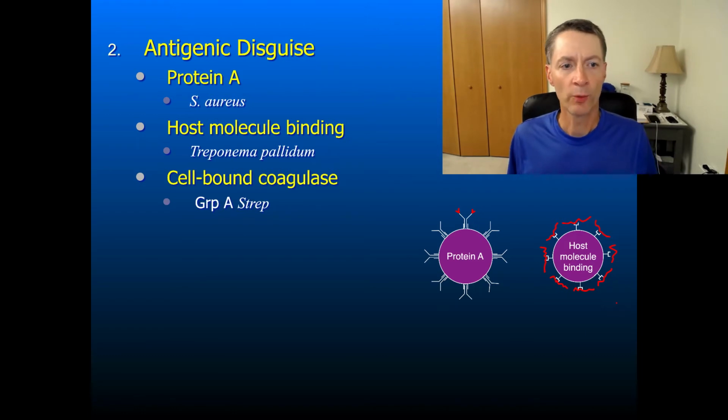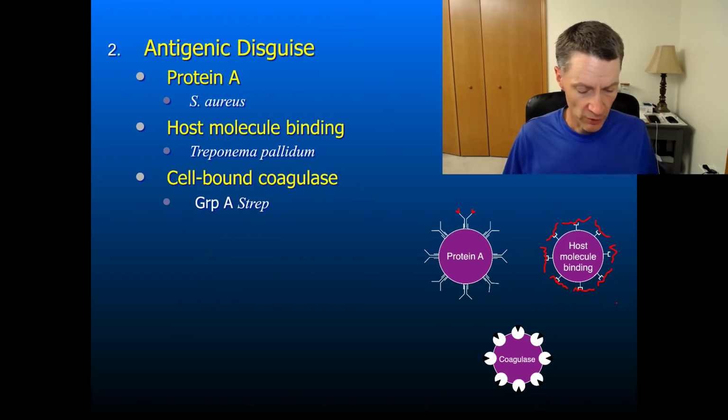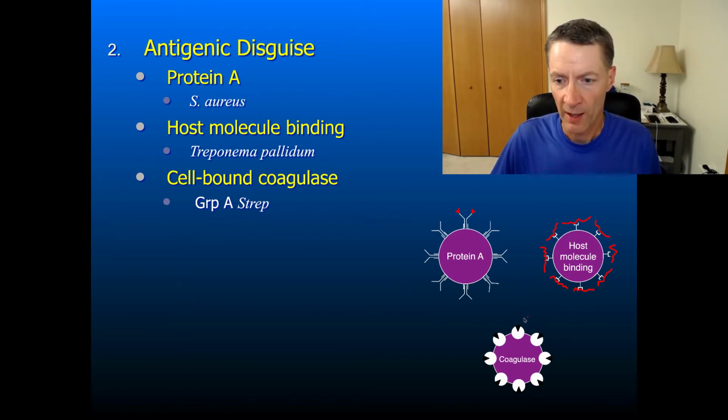And one last one would be a cell-bound coagulase, like group A strep organisms. They can do this. So imagine you've got a cell and it's got an enzyme on its surface, and in this case it forms clots. Imagine you've got clots forming, and that would happen with fibronectin. So coagulase is going to form these fibrin nets all around the cell.